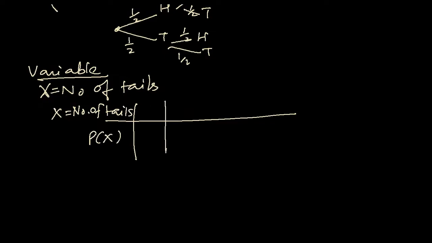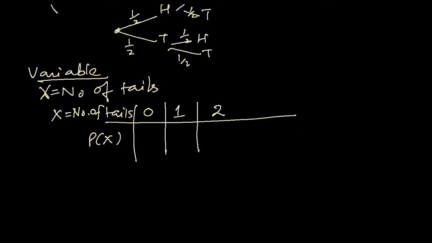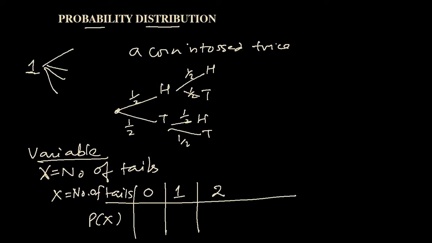So how many tails can we get when we toss a coin twice? No tail, right? We can get one of them as tail or both of them as tail. These are the only three options possible when we toss a coin twice. So what is the probability that there is no tail? 0. Look at this branch. In this branch you will see that there is no tail, only heads. Both of them are heads. So half times half, that is the probability of not having a tail. So 1/4 is the probability of not getting a tail.